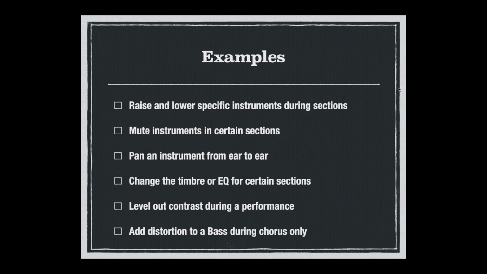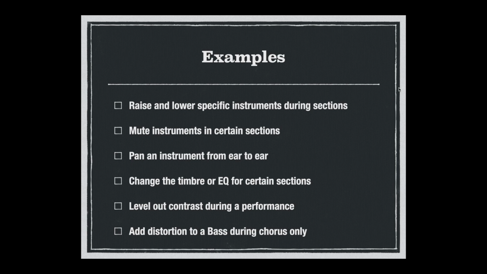Some examples: raise or lower specific instruments during sections. Again, say you want a chorus to hit more. You can bring up the instruments just for the chorus, bring them back down for the verses. You want to change the arrangement and you want certain instruments muted in certain sections. You can automate the mutes so that the instrument disappears in certain sections. Bring out a sparser arrangement. You can pan an instrument from ear to ear.